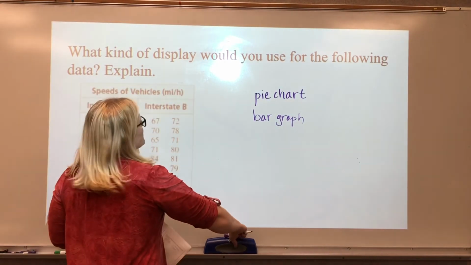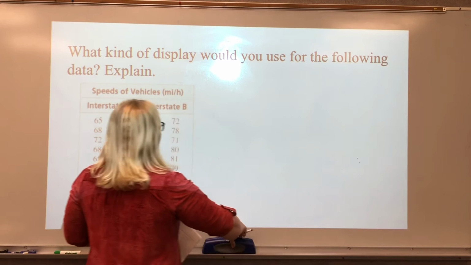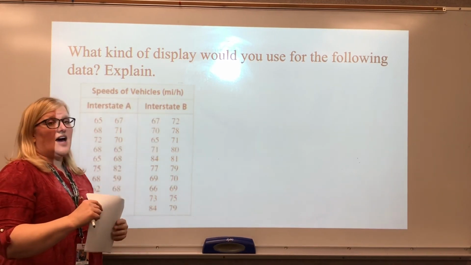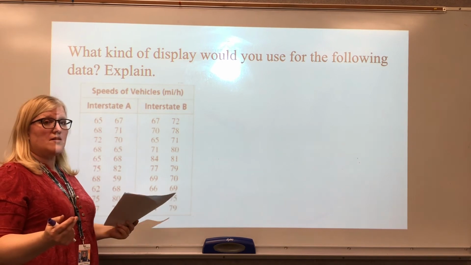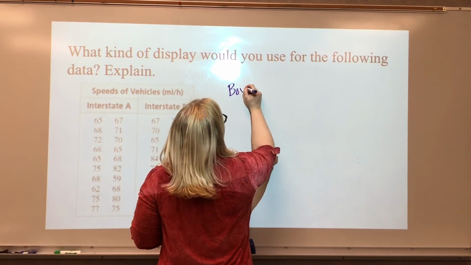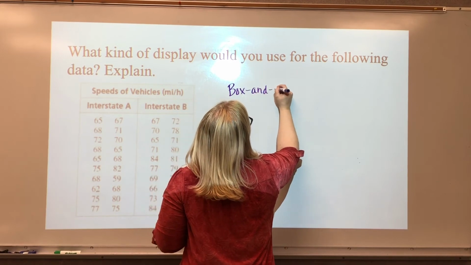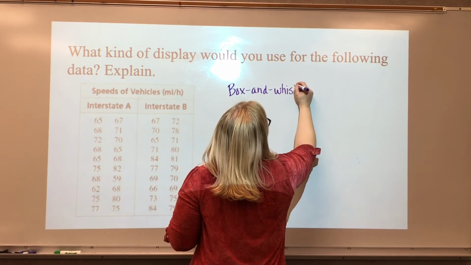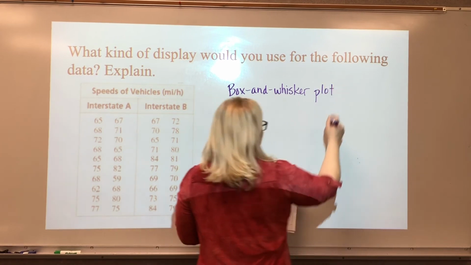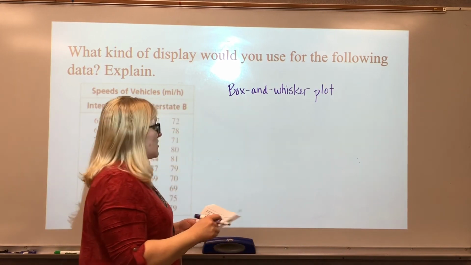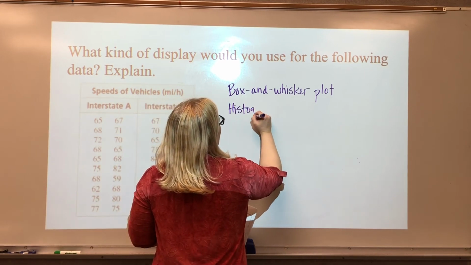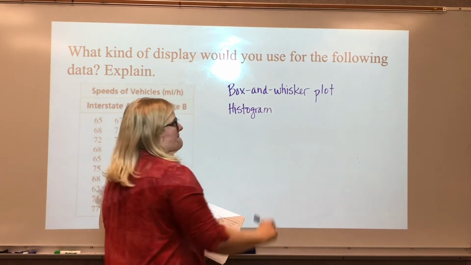Okay, speeds of vehicles on the interstate, and they have two, Interstate A and Interstate B. So maybe a scatter plot, but I would say a box and whisker plot. And you can line them up on the same number line and compare them, which I think is really good. You could also use a histogram for this.